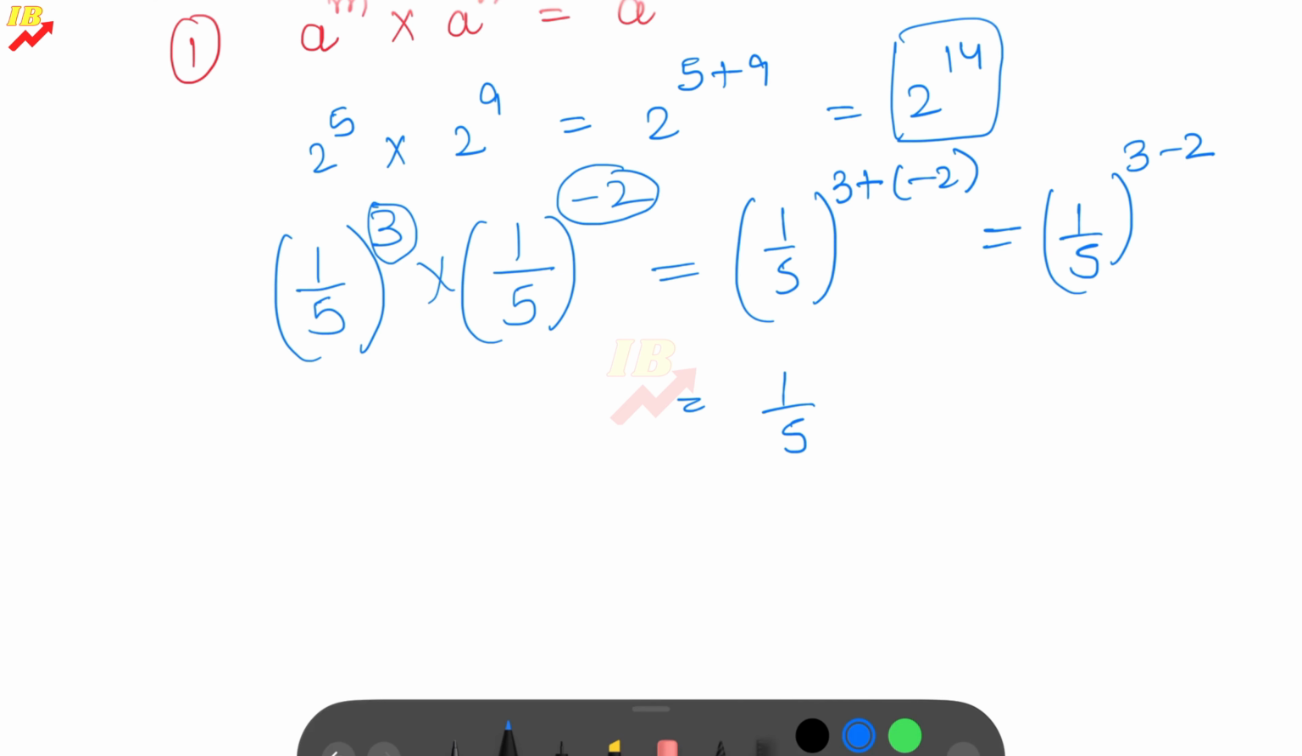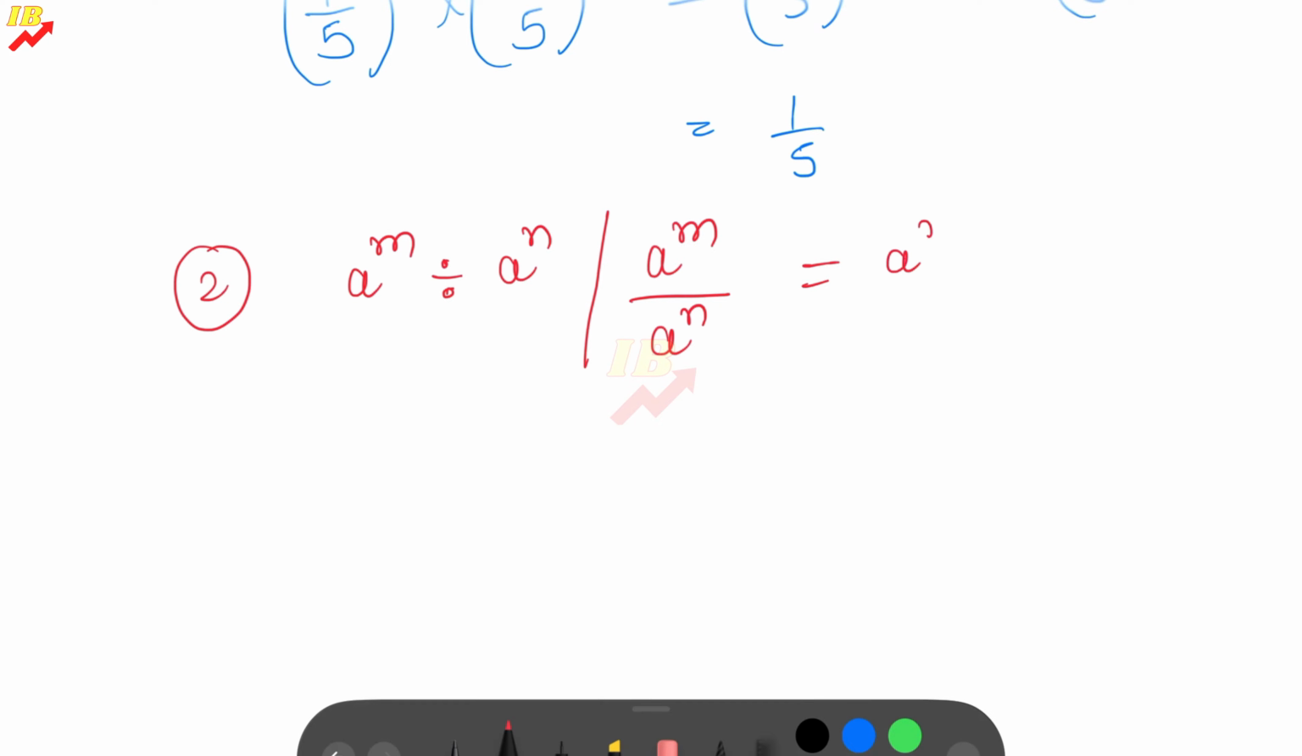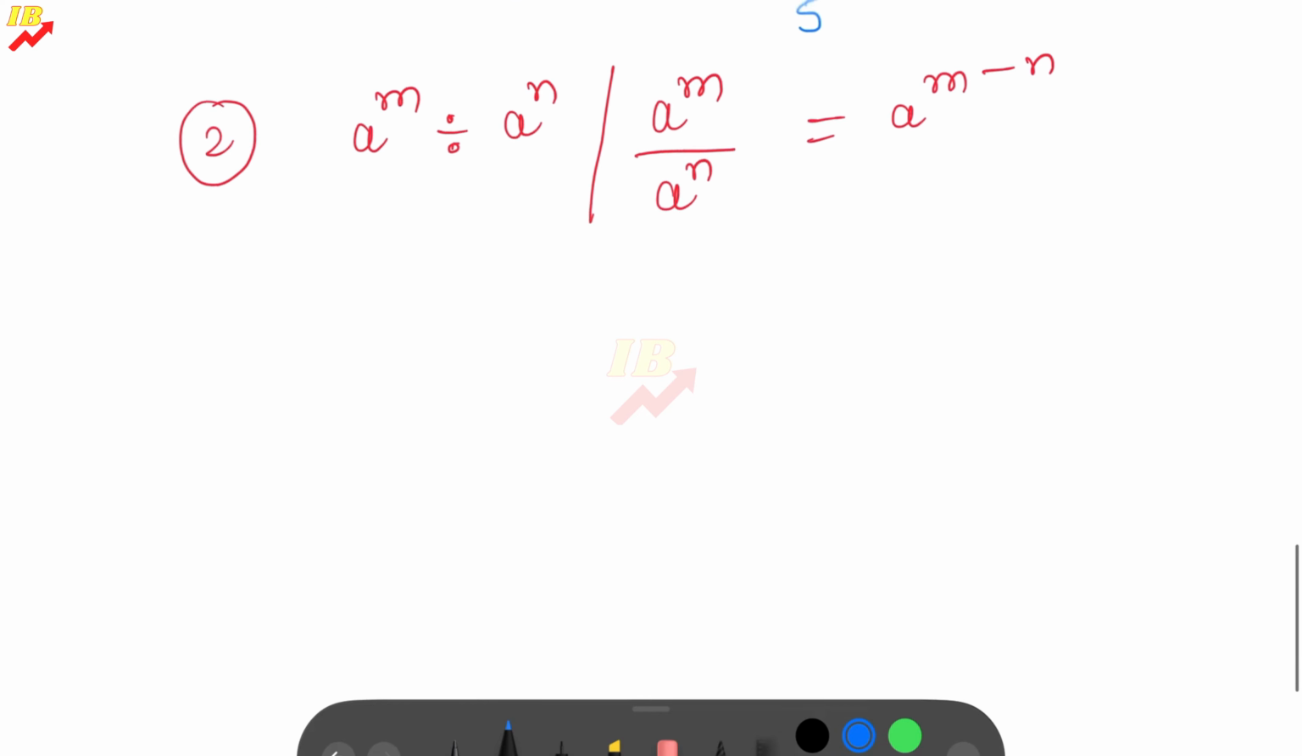Okay, let's take another law. The next law says when we have a to the power m, I mean the bases are again the same and there is a division sign, or they are written in this format: a to the power m over a to the power n. That means we are going to subtract the powers. Okay, let's take a few examples to understand it better.